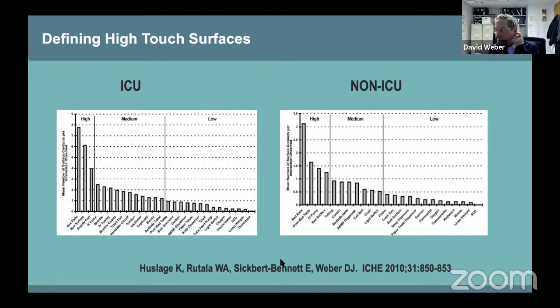So here was a study of ours, and you can see we stood there surreptitiously and watched what people touched in the ICU and the non-ICU. Bed rails: patients always have their hands on there, very commonly touched. Things like a light switch are just touched a couple of times a day. So yes, you can define high touch surfaces. They're a little different between the ICU and non-ICU. So yes, you can define that.